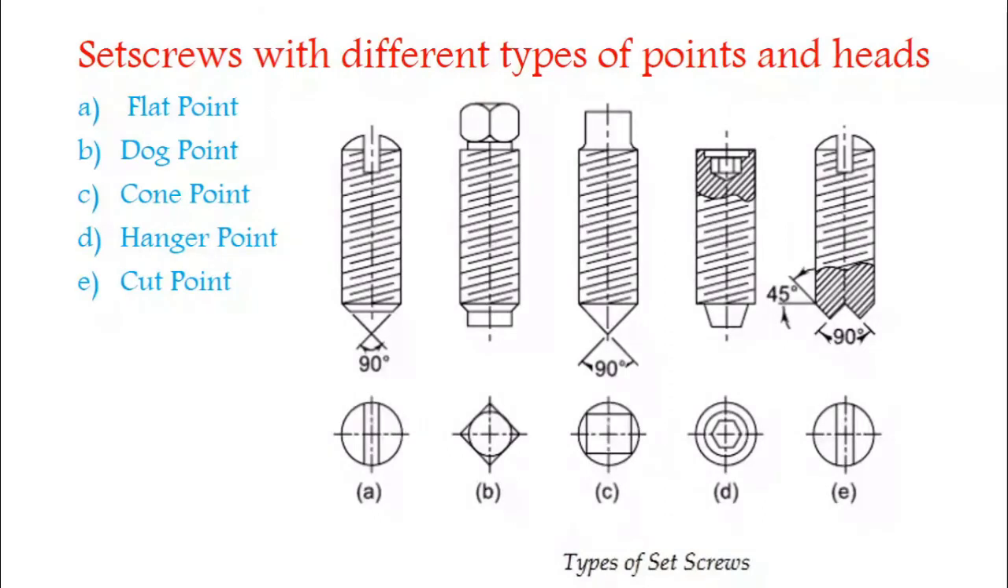The types of points used in set screws are as follows. First one is the flat point, second one is the dog point, and third one is the cone point. Fourth one is the hanger point, and fifth one is the cut point. The end of the cut point is cut in a V shape.